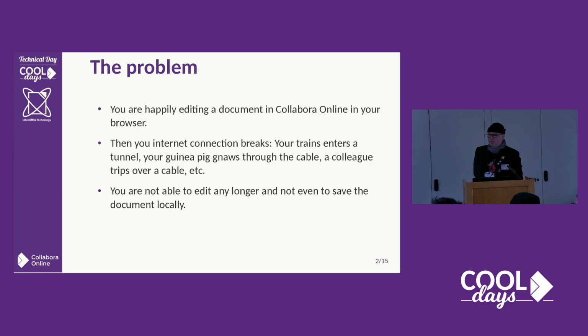First, what problem this is supposed to solve is that if you are using Collabora Online and then the internet connection breaks, like if you are in a train and it goes into a tunnel, or something more drastic like your cables break or whatever, earthquake, and then you can't edit anymore and you can't even save the document locally. So you risk losing, well, not risk losing your work, but you can't continue your work. There will be an autosave copy on the server, of course.